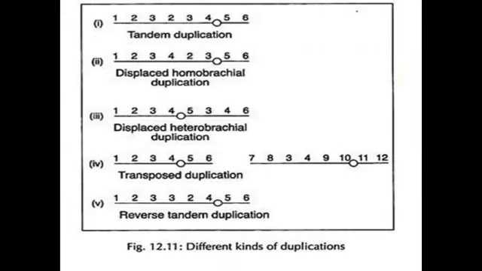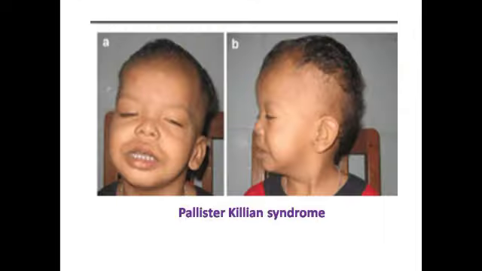This picture tells about different types of duplication. If you carefully observe, you can see a lot of difference between all the five types of duplication. This is the type of syndrome due to duplication of a particular gene on chromosome number 12 in humans. You can see there is a lot of difference in the facial expression, in the lips, in the forehead. So this is about duplication.